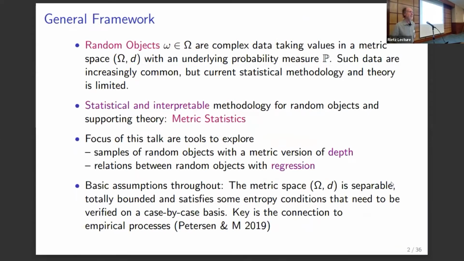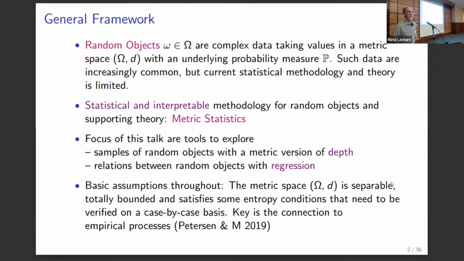So I'm going to talk about random objects, by which I mean complex data that take values in a metric space, which I call omega d. There is some sort of underlying probability measure. Such data are quite common, but have been underappreciated in current statistical methodology and theory. So there's a lot of open problems which could make this an interesting area for future research.